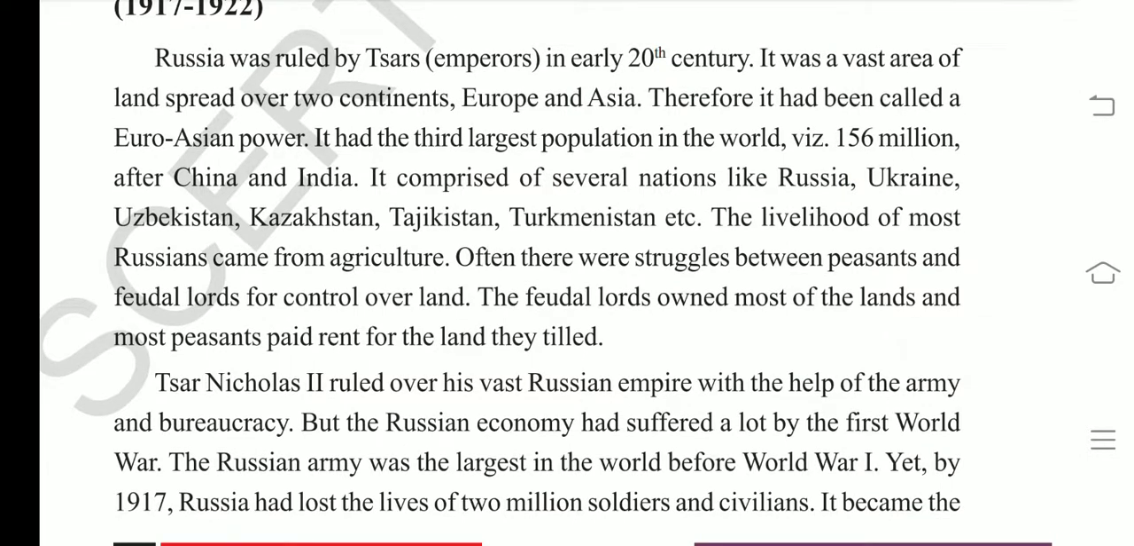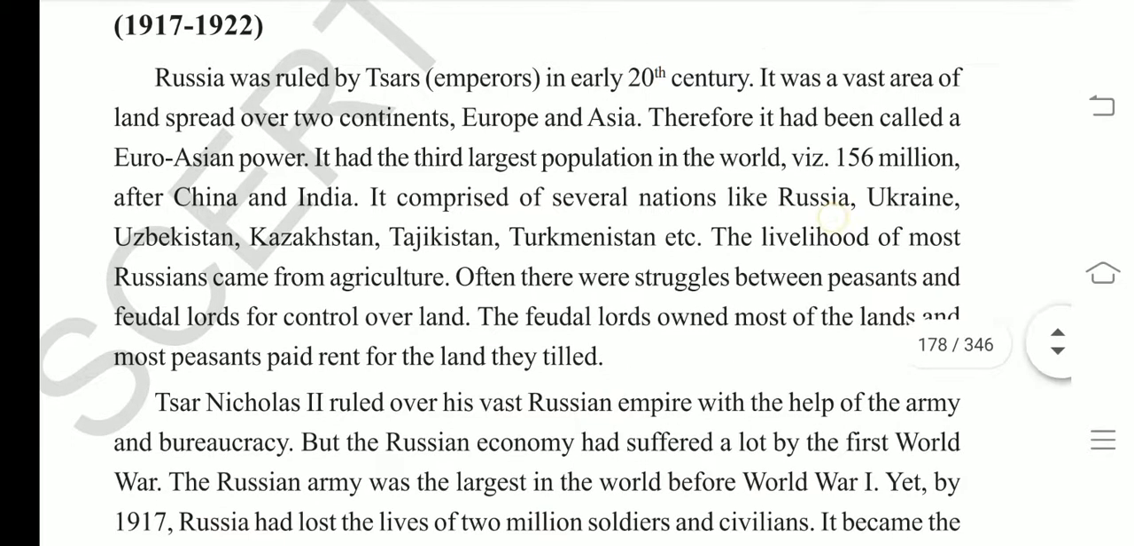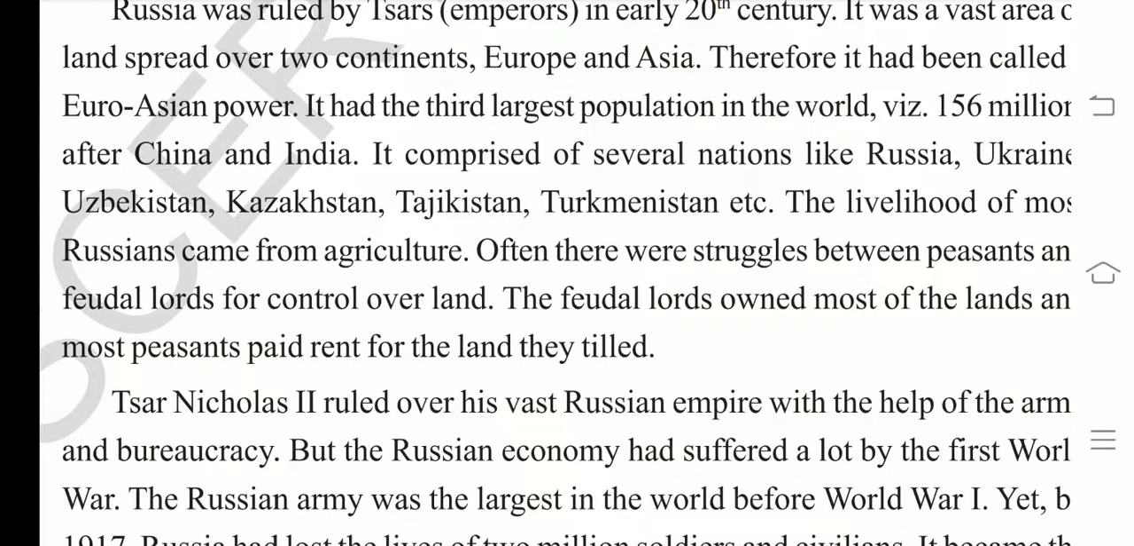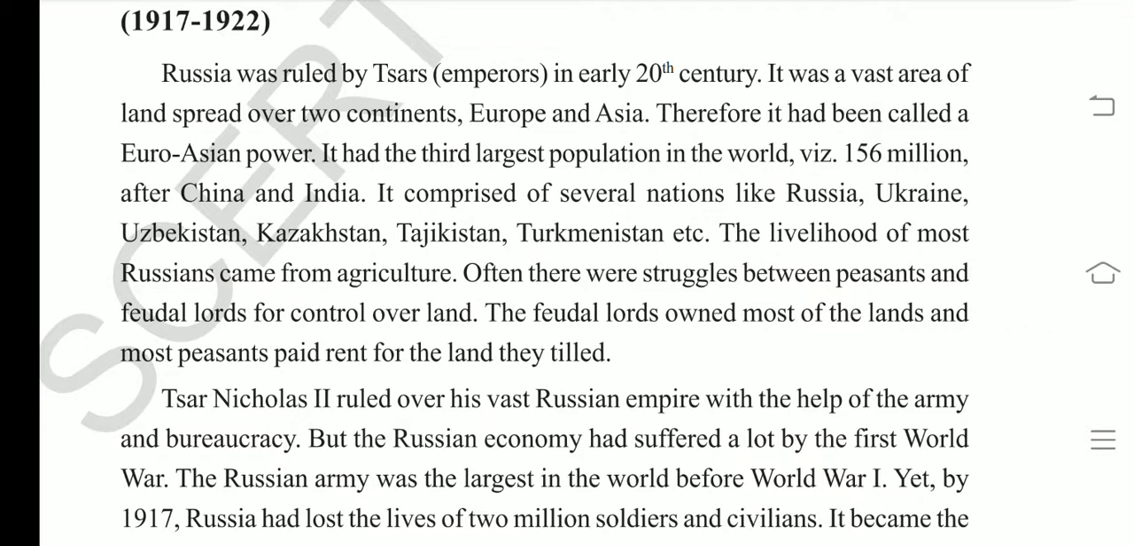Russia was an empire at that time. An empire consists of several kingdoms, several nations involved in it, in early 20th century when czars were ruling it. The Russian Empire consisted of Russia, Ukraine, Uzbekistan, Kazakhstan, Tajikistan, Turkmenistan. All these were the part of a Russian Empire. After completing the class, open the atlas and find out these places.